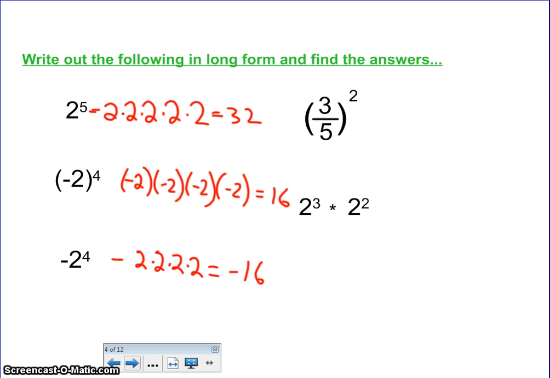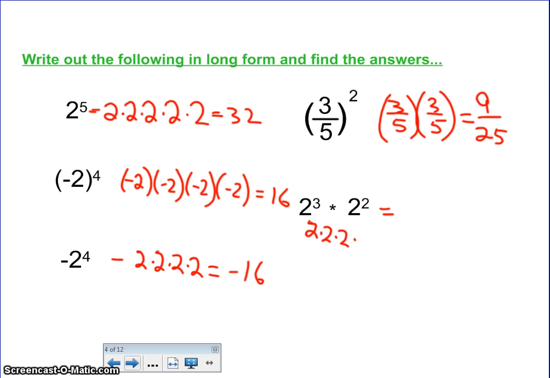All right, over here we've got 3/5 squared, so that's 3/5 times 3/5. 3 times 3 is 9, 5 times 5 is 25, and that's your answer. And then down here we've got 2 cubed times 2 squared, and this is really a proof of what we're moving into. 2 is being multiplied 3 times here: 2, 2, 2. 2 is being multiplied 2 times here: 2, 2. Which is 5 2's being multiplied out.